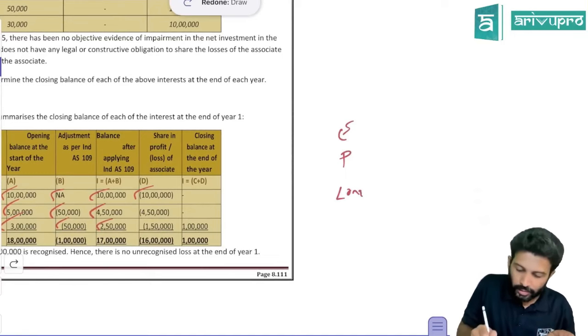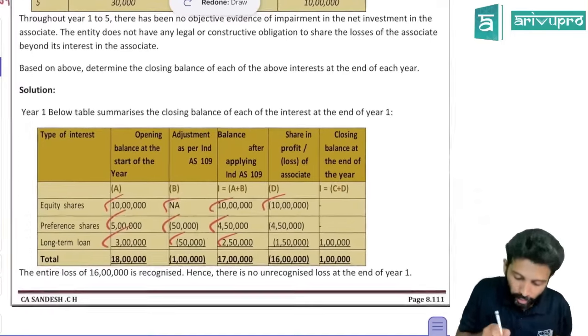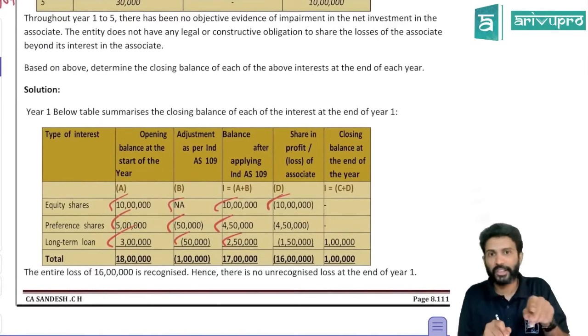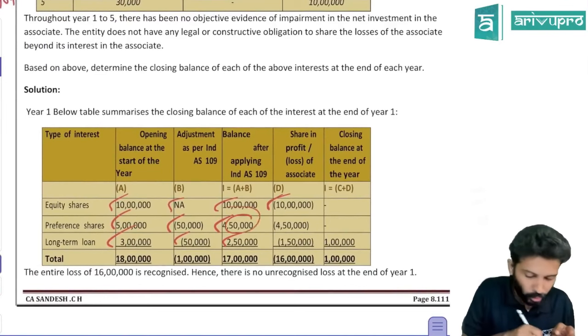Okay. Then it is your loan. So 10 lakh you already adjusted with equity. Balance is how much? 6 lakh. Do you have 6 lakh in preference shares? No, you only have 4.5 lakh.